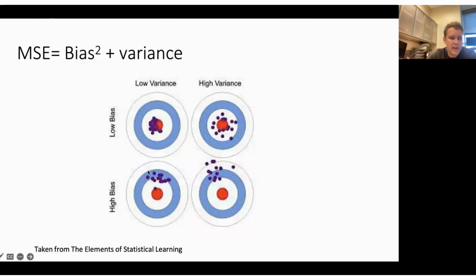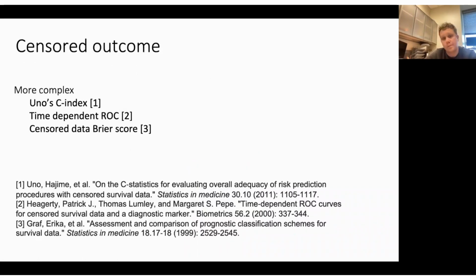And then we would have high bias but low variance, where on average they are far away from the red circle, but you're getting low variance because they are pretty clustered together. And here you have high variance and high bias, which is basically far apart and far away from the red circle on average. The key takeaway here is that MSE can be decomposed into bias squared plus variance. So in order to decrease MSE, those are the two things you can focus on.